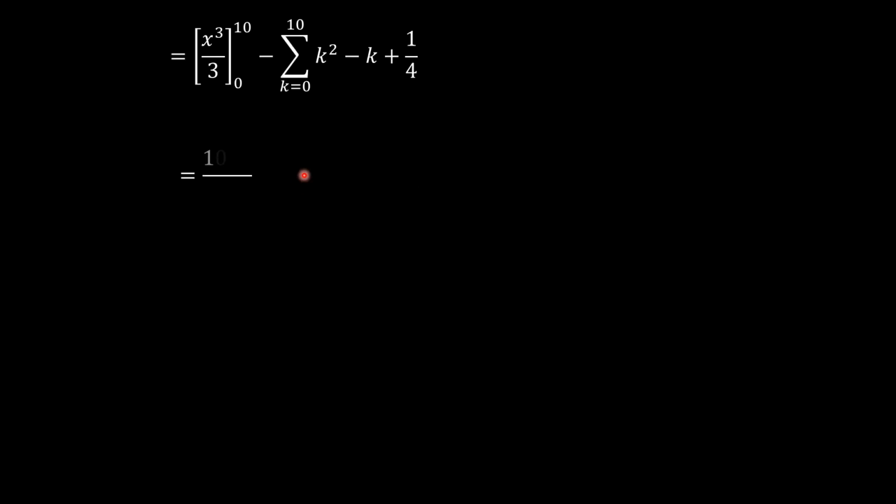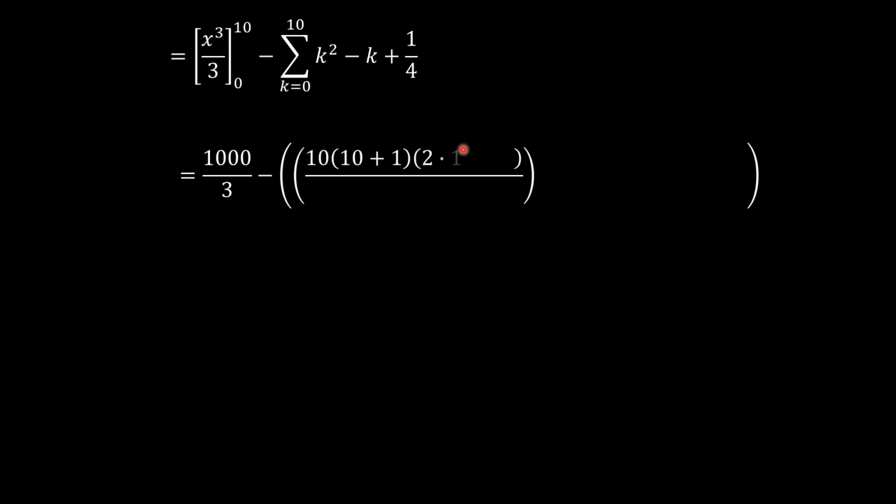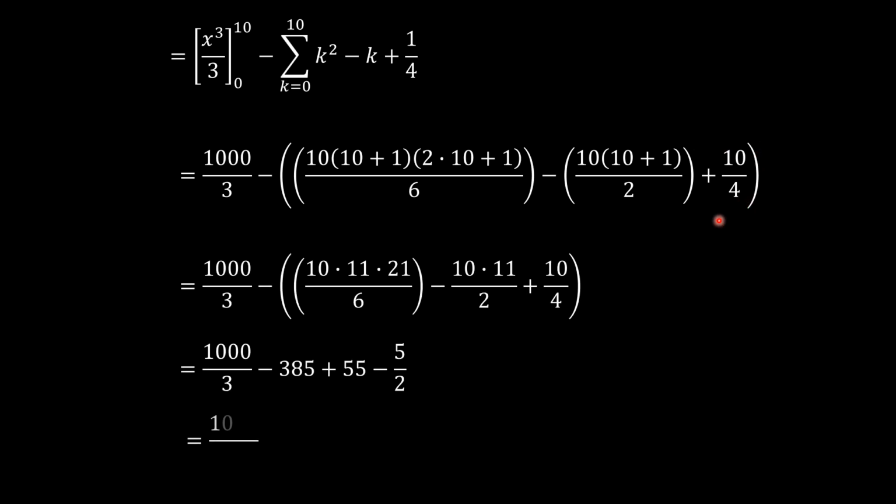So for k squared, we said it's n times n plus 1 times 2n plus 1 over 6, which, with n being 10, is 10 times 11 times 21 over 6, minus n times n plus 1 over 2, that is 10 times 11 over 2, plus a quarter, 10 times, so 10 times a quarter. So this is the same as 1000 over 3 minus 385 plus 55 minus 5 over 2.